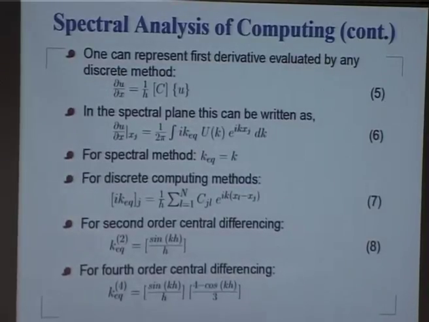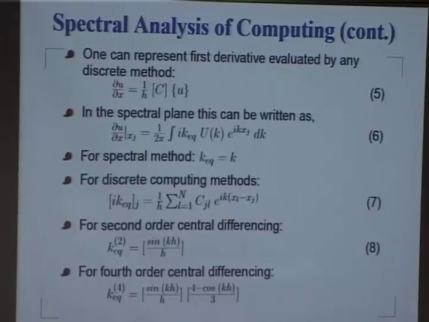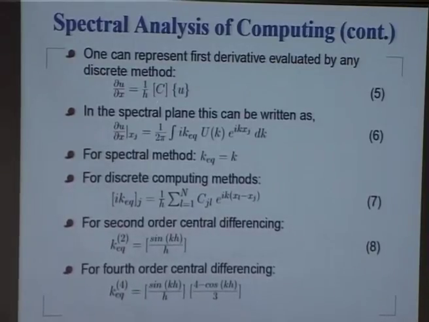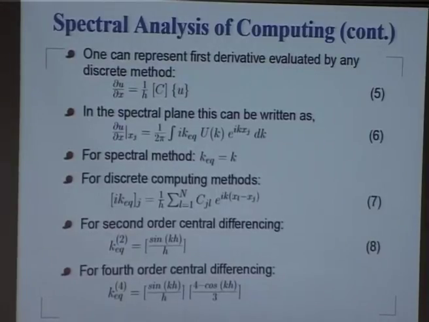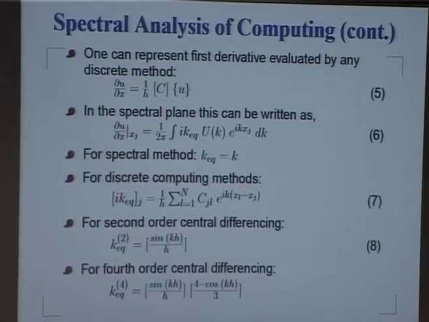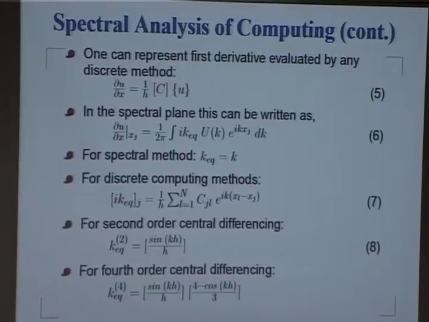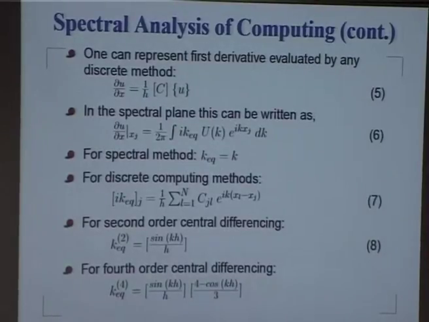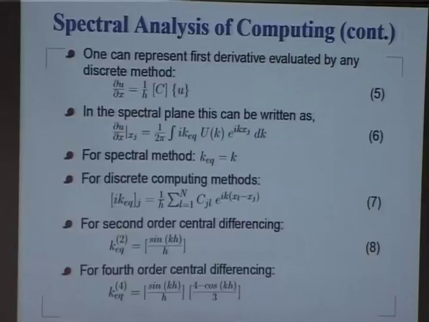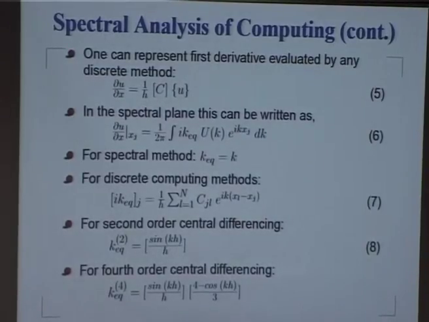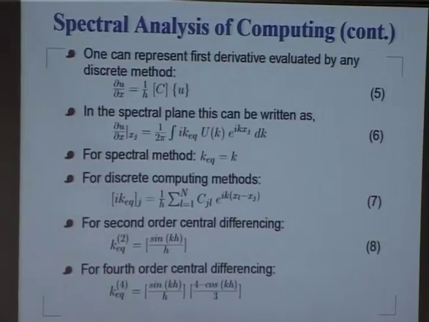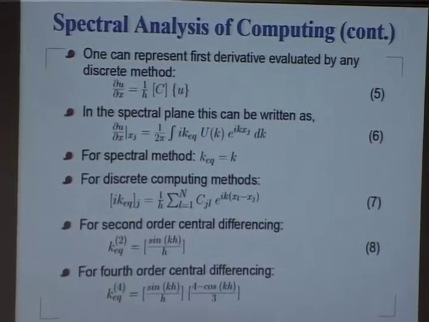This is a vector. So if I look at the jth entry, that would be the jth row of C multiplying the whole u column, right. So I can choose a method where the jth row is non-zero for all elements. That means I am evaluating the derivative at the jth point in terms of all the points in the domain. So that is up to you.